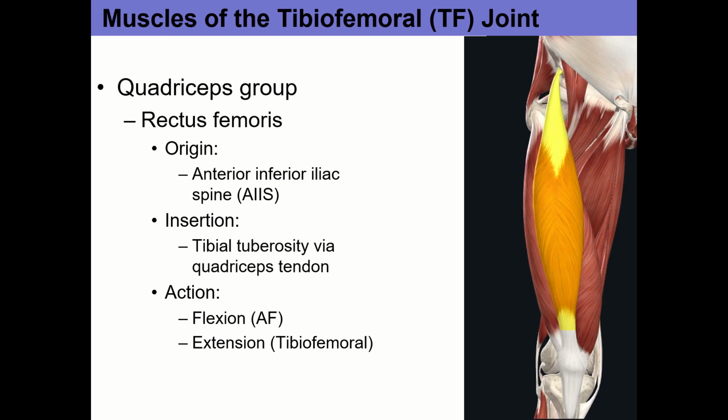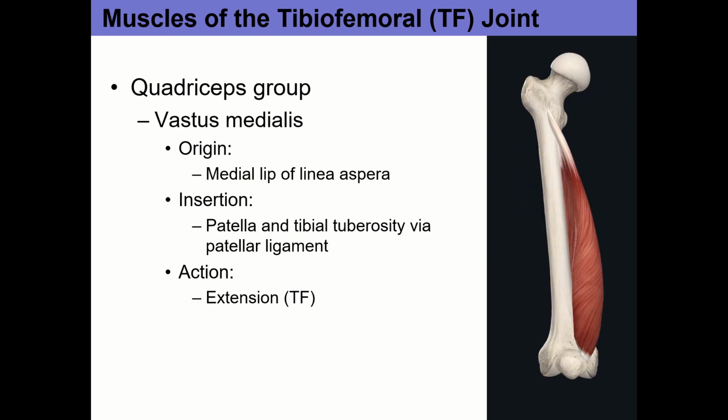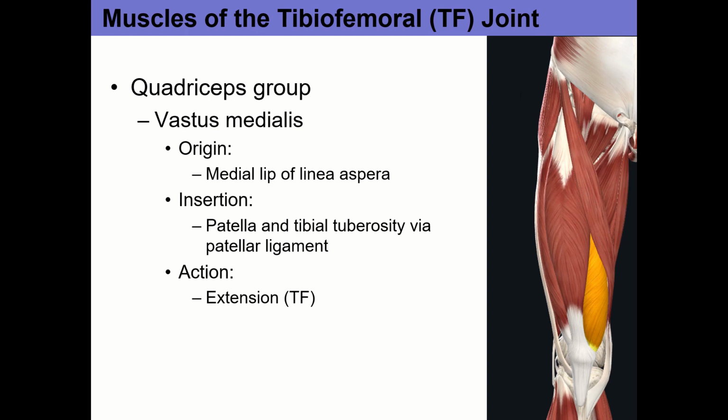All right, there it is. The rest of the quad group. The rest of them are vastus something. The first one's vastus medialis. The vastus medialis originates on the medial lip of the linea aspera. Remember, the linea aspera is the rough line on the back of your femur. So it originates on the medial aspect of that, medial to the adductor group, where they insert. And then it inserts again via the patellar tendon into the tibial tuberosity. And it is only a knee extensor, so its action is only extension, TF.